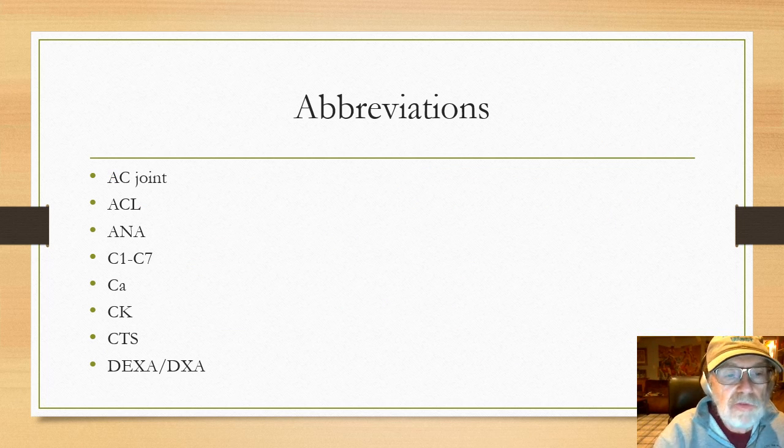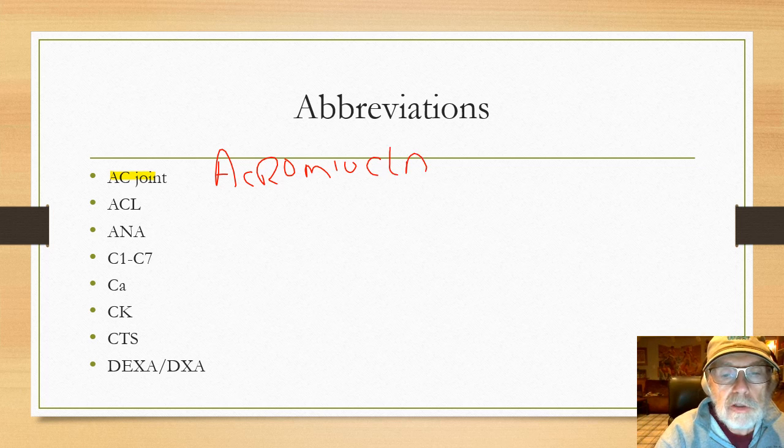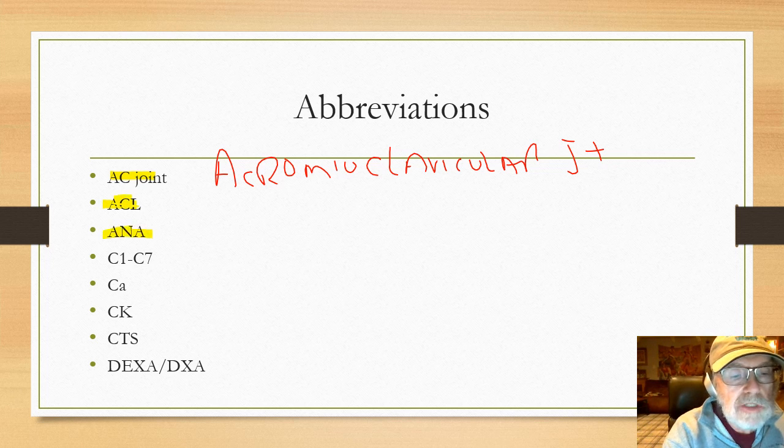Okay, a couple abbreviations. AC joint stands for acromioclavicular joint, which is basically where the acromion meets the clavicle. Acromioclavicular joint. ACL, anterior cruciate ligament, which is inside the knee. ANA was a test we talked about before when they look at lupus.